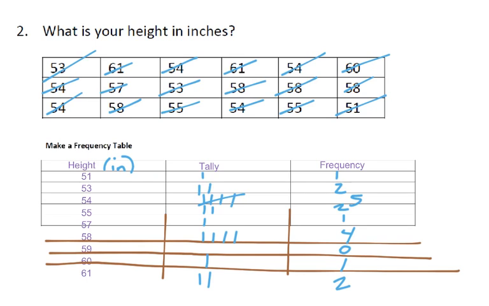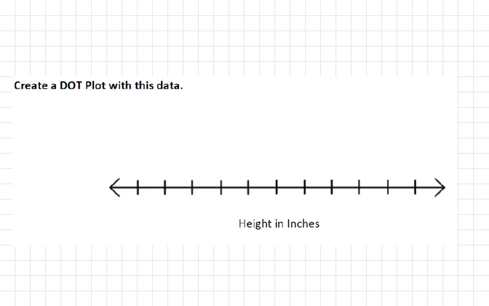So once I have my frequency table together, the next part is pretty simple. Because in the next part, I'm simply going to put dots to represent each height. So you see I have my number line, I've labeled it height in inches. Now this time, I'm not going to label every single number. I'm going to label every other number.